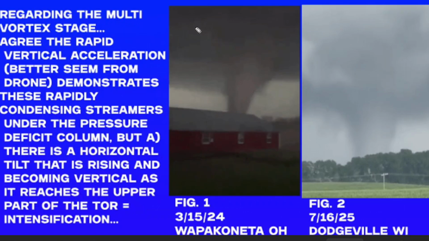More description behind this. Regarding the multi-vortex stage, you had a rapid vertical acceleration. From the drone angle it was better to see that it demonstrated these rapidly condensing streamers under the pressure deficit column, and you had a horizontal tilt that is rising and becoming vertical as it reaches the upper part of the tornado, which suggests intensification.